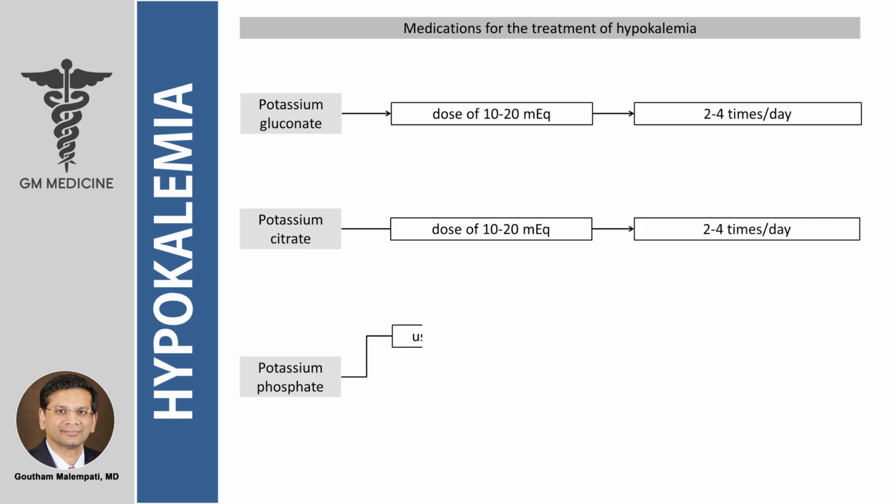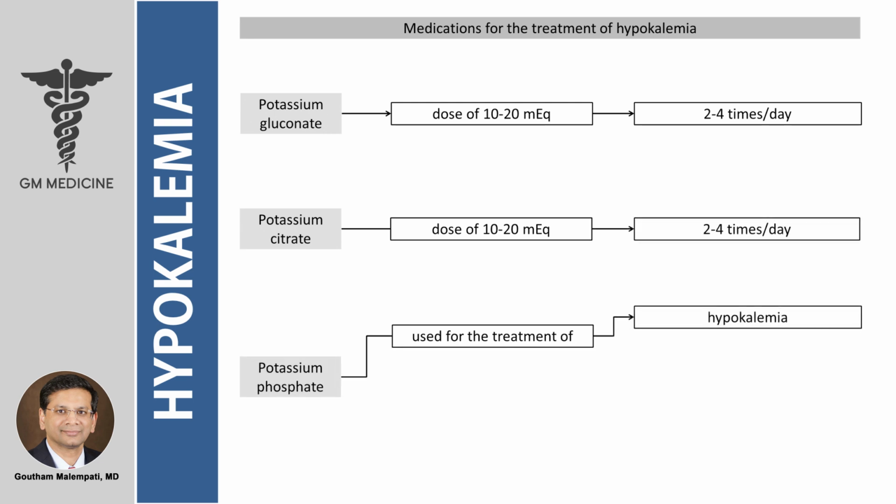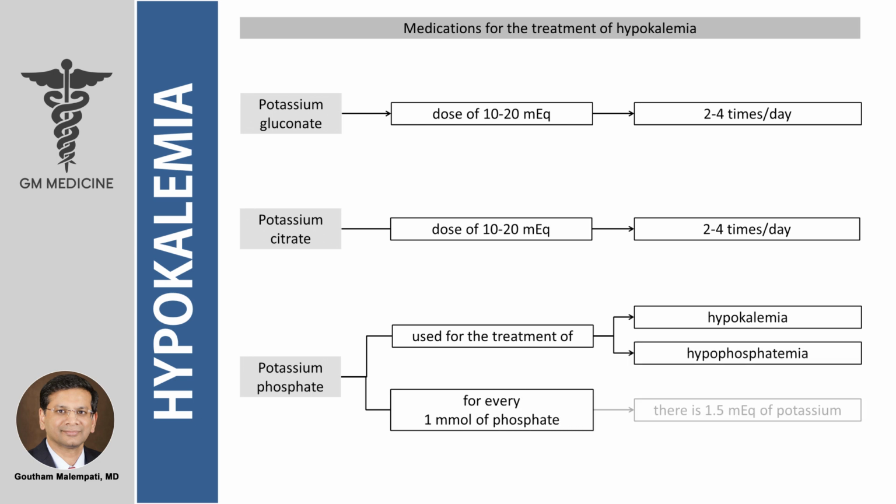Potassium phosphate, primarily used for the treatment of hypokalemia and hypophosphatemia. For every 1 millimole of phosphate, there is 1.5 millimoles of potassium.